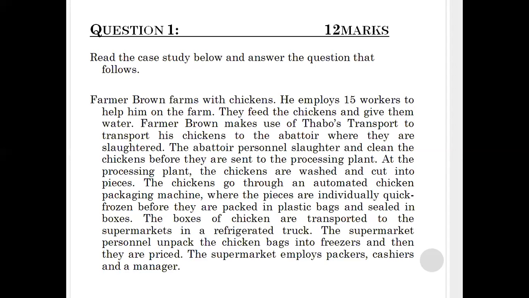After that, the next question will be question 1.2. Mention an example of each of those production factors. So you have mentioned the 4 production factors, and now you need to mention an example of each of those 4 production factors.